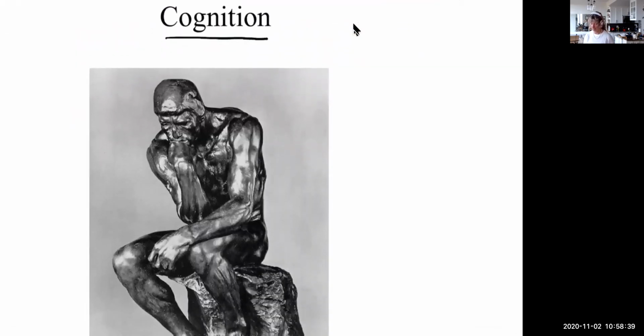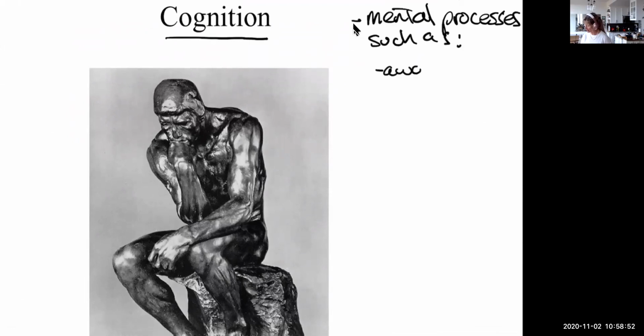Cognition. Cognition includes mental processes such as awareness, being aware of one's surroundings, being aware of individuals in your vicinity, being aware of body language, perception, interpreting senses as being something specific.